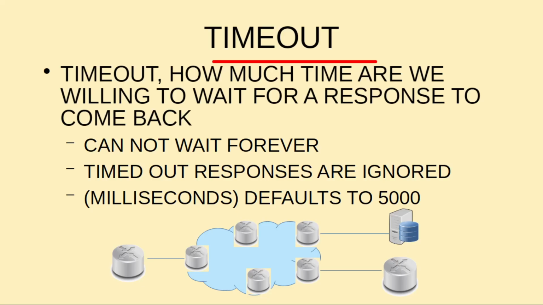The next timing parameter is the timeout. It represents how much time you are willing to wait for a response to come back. Since we cannot wait forever because we have to restart the operation given the frequency parameter that we just talked about, timeout responses are ignored. By default, it is 5,000 milliseconds, but we can change it.